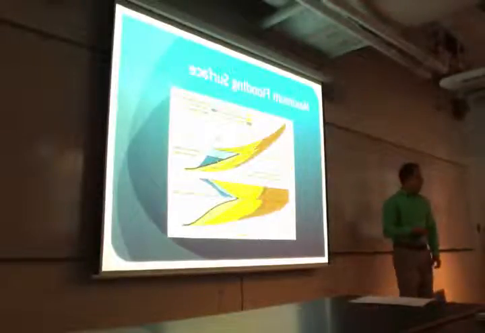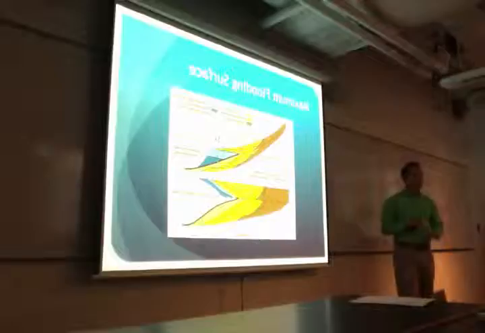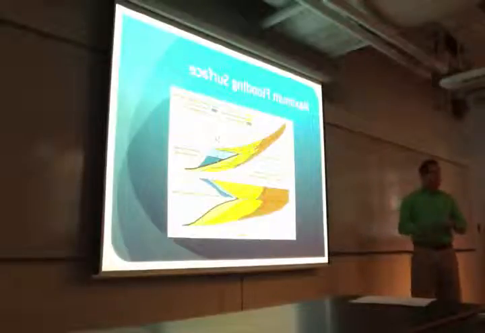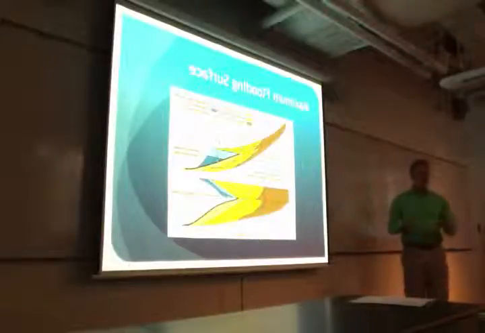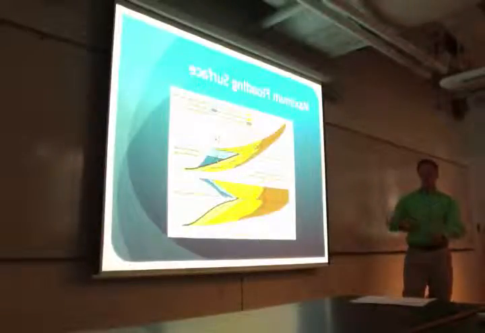So to see a maximum flooding surface, there are two main things you can look at. One is you'll just see a lot of the tidal influences, which I kind of mentioned before. So you'll see like flaser and ripple lamination, ripples, herringbone cross stratification, and just a lot of kind of tidal facies that are superimposed on the fluvial deposits.